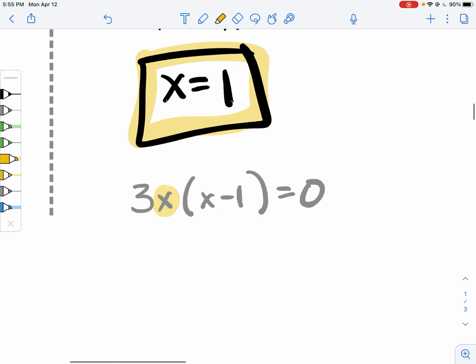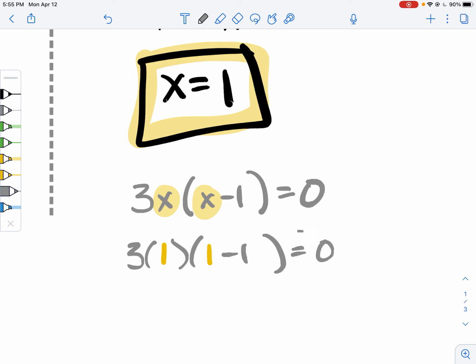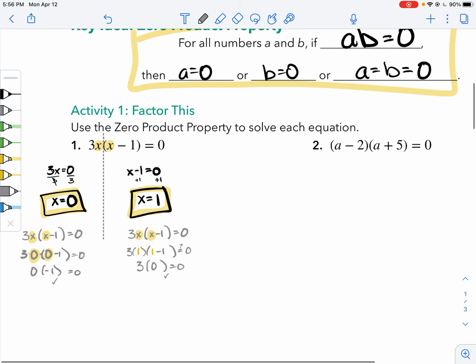If x is 1, will that make this 0? Well, we have 3 times 1 times 1 minus 1. Is that equal to 0? I don't know. Let's see. That's a question mark. Is it equal to 0? Okay. 3 times 1 is 3, times 0 is 0. Yeah, we did it right. Cool. So using the zero product property means splitting it up so that each one of these is equal to 0.